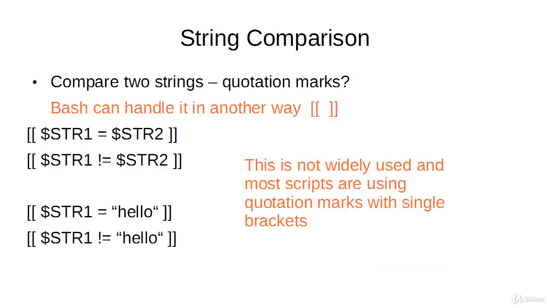But in Bash, there is a way to not use double quotation marks. It is by using double square brackets. It should be mentioned here that this way is not widely used. Most people are using single square brackets and double quotation marks around variables. But both ways are correct, and it is up to you what you prefer. Also, if you use double square brackets, you can still use quotation marks around variables. There is no issue with that, you would only get slightly larger code.